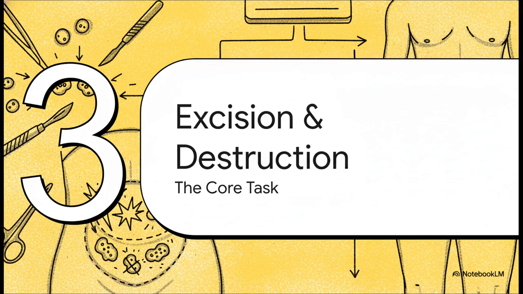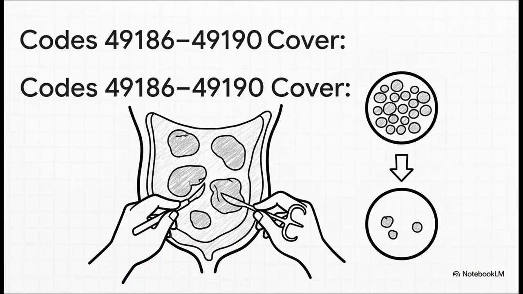Now let's move into the real heart of this code series, the open excision and destruction codes. This is where things get a bit more complex, because now we're talking about open surgeries, where the surgeon is getting in there and physically cutting out or destroying growths. These codes, 49186 through 49190, are your go-to for these open procedures.